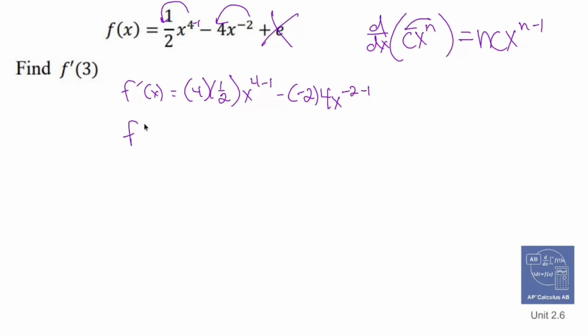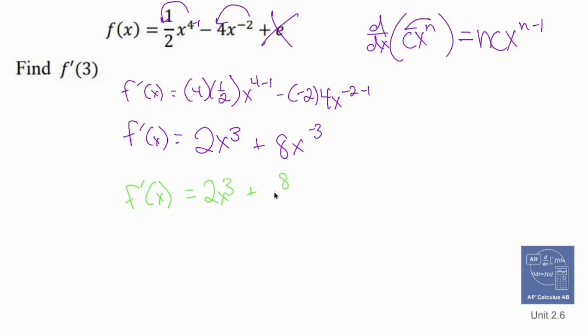So I have a little bit of cleaning up to do. F prime of x is going to equal 4 times 1/2 is 2. 4 minus 1 is 3. Negative times a negative times 2 times 4 is going to be positive 8, x to the negative 3rd. Now, let's clean this up just a teensy bit more. Let's just make this 2x to the 3rd, and we'll drop that negative exponent to the bottom and make it x cubed.